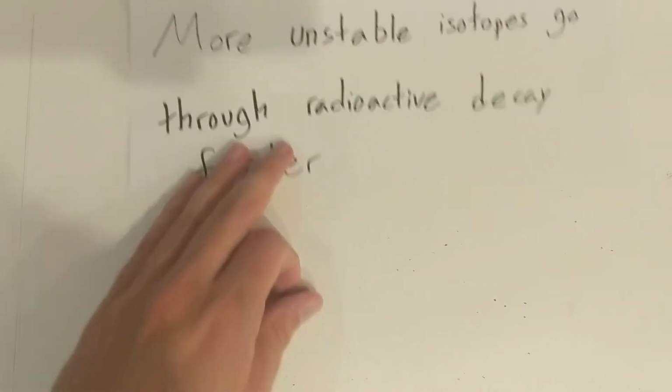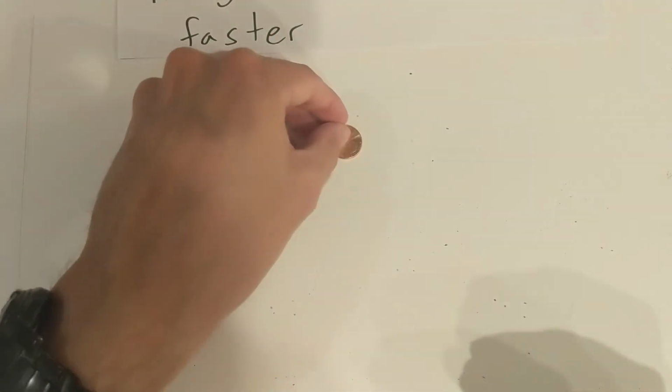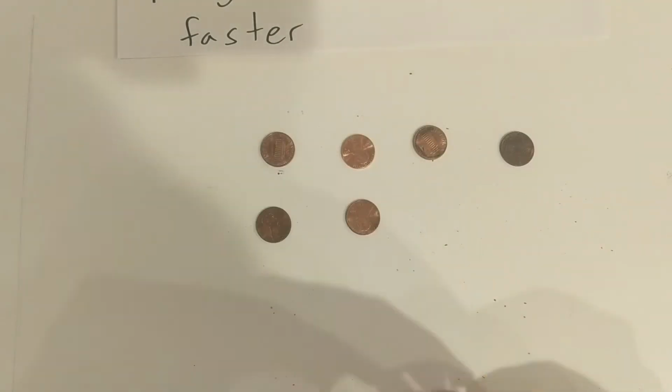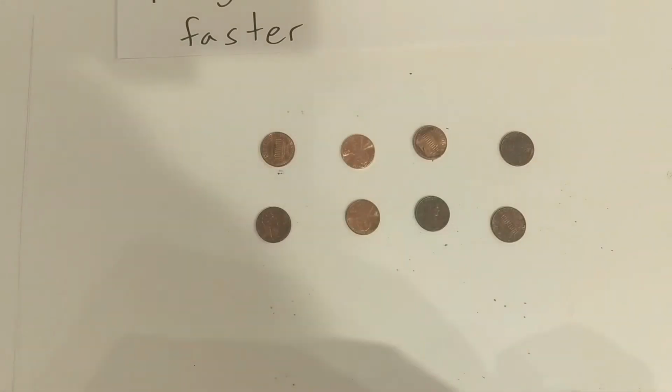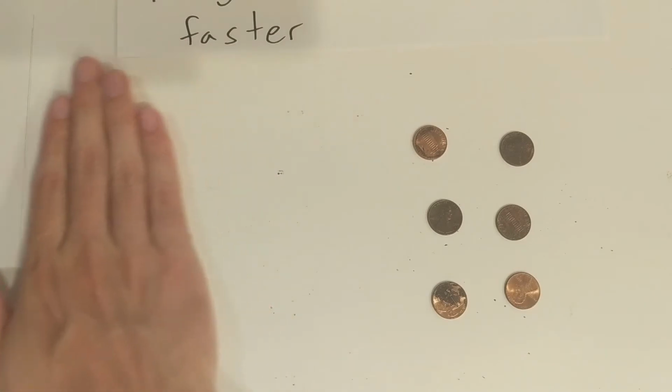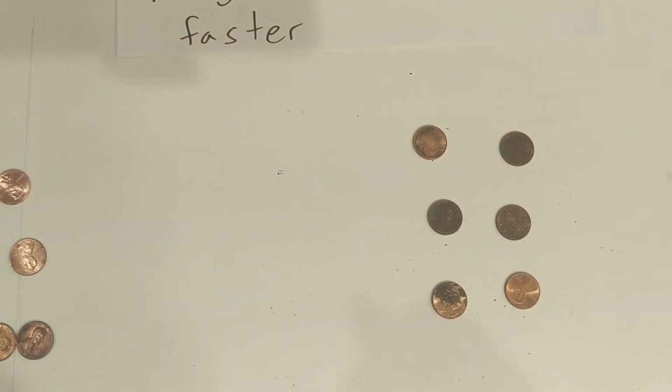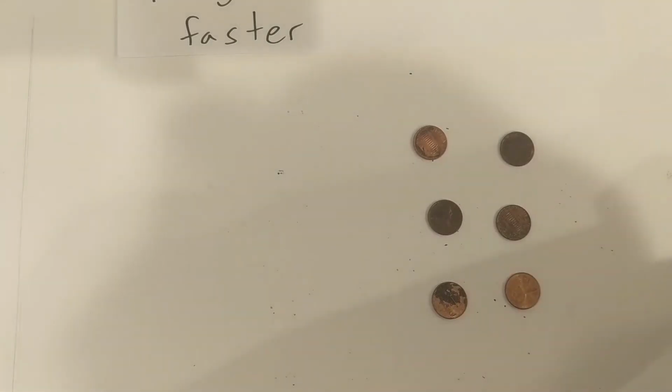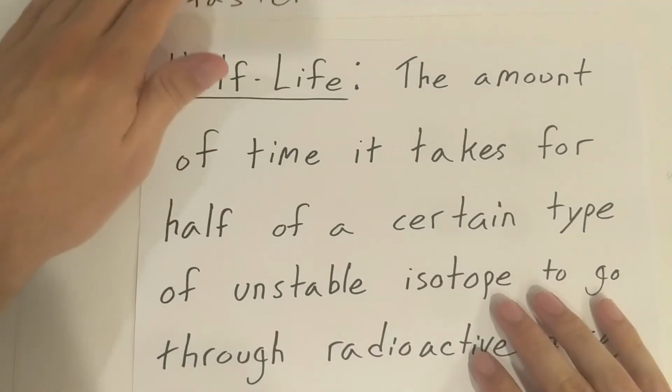But if I had a large amount of that type of isotope, and when we're dealing with atoms, we're usually dealing with a large amount because atoms are so small, I can use an average of how long it takes that to decay. So I could use an average of how long half of them decay. And because I have so many, it'll be a more accurate way of measuring how quickly my atoms go through radioactive decay. So that's what half-life is.